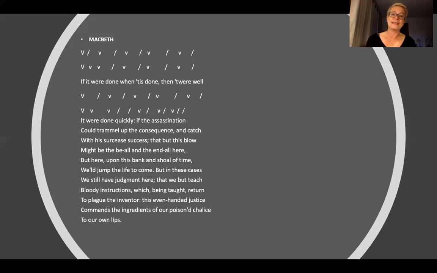Or we could look at the it. Let's think of what the it is. The it is taking a knife and sticking it into the guts of your king and your mentor. If it, as in the death of Duncan, if it were done when 'tis done, then 'twere well.